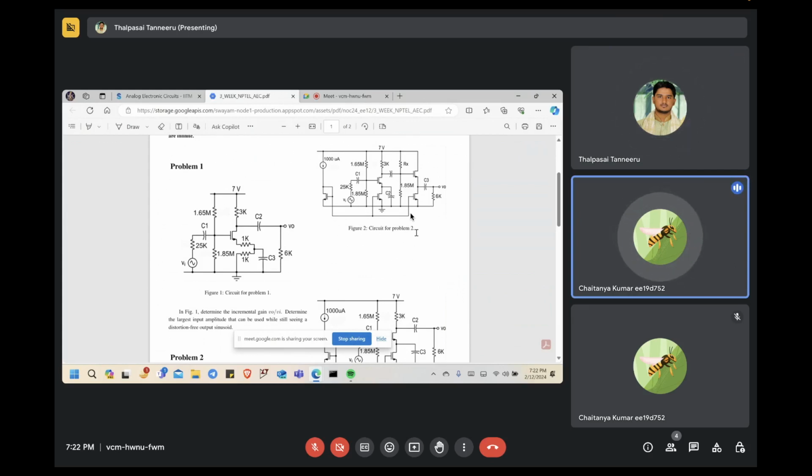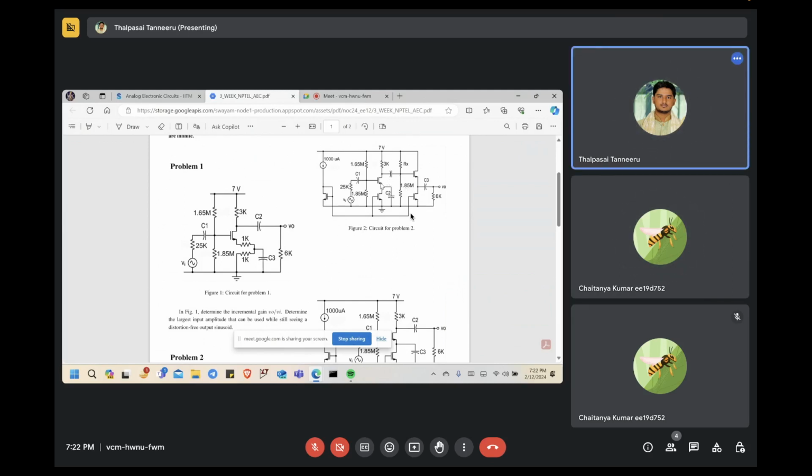Basically, the way to solve this problem, first of all, you just do the large signal analysis. Large signal analysis you do, you will get the gms of the relevant transistors and output resistances of the relevant transistors. Once you get that, then you short all these C1, C2, C3, all these capacitances. After that, you will just get a cascade of a common source amplifier followed by a common drain amplifier. Can you see this?